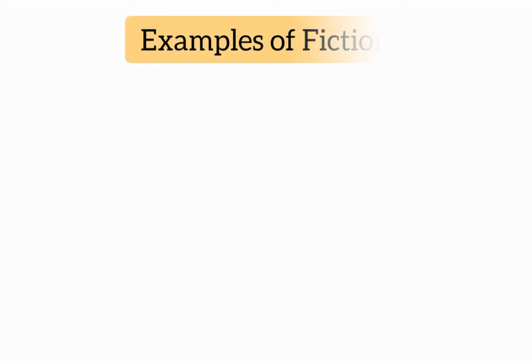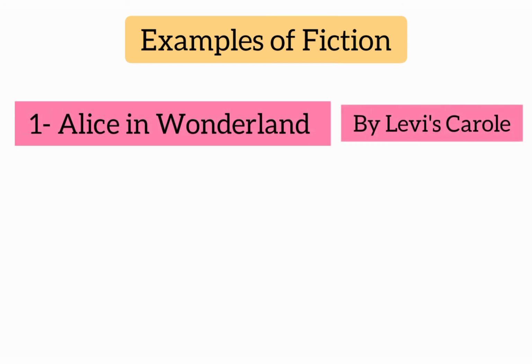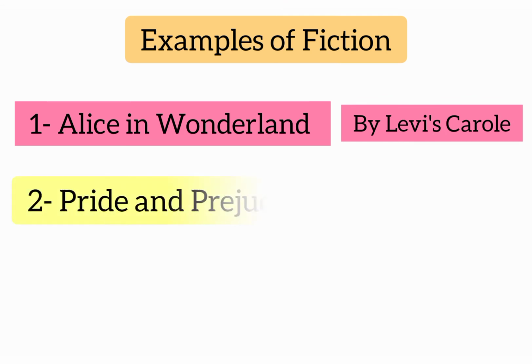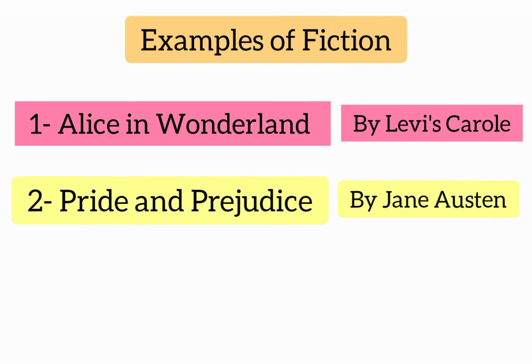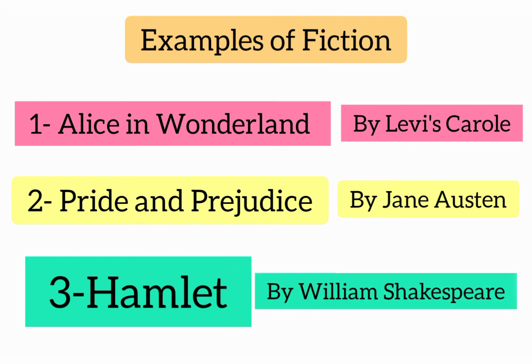Here are some examples of fiction in literature that I am going to tell you about. Number 1 is Alice in Wonderland by Lewis Carroll. Number 2 is Pride and Prejudice by Jane Austen. Number 6 fictional work of literature is Hamlet by William Shakespeare.